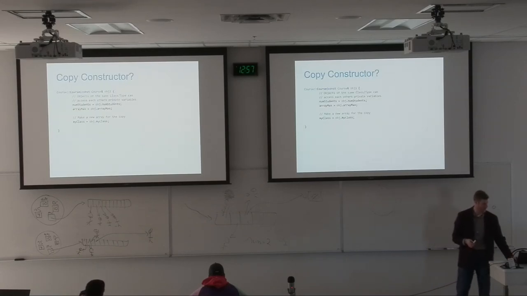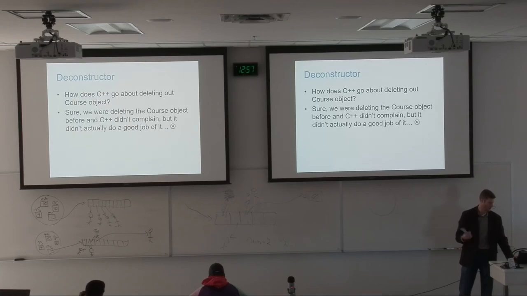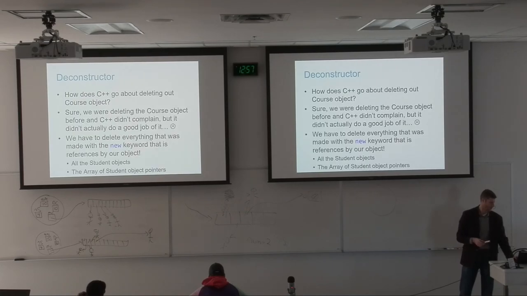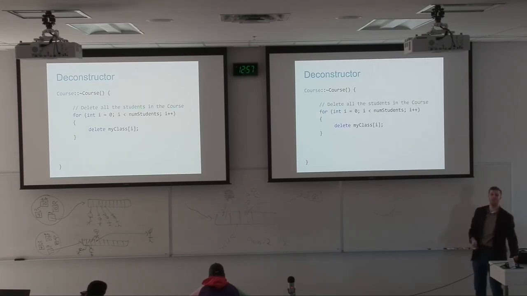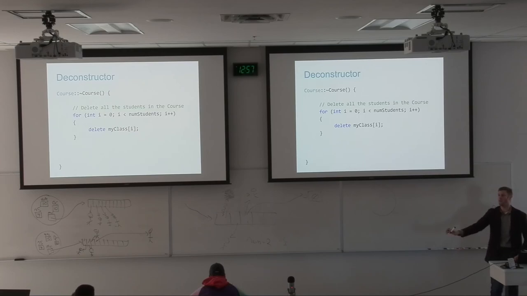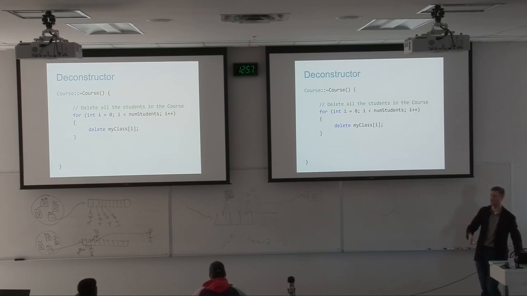And here's what it's going to be. Here we go. So here's my destructor. The destructor is the one with the squiggly in front. Who knows what that's called? Here's what we're going to do. We're going to have a for loop that goes through all of the things in the array and deletes each one. We only need to go to numStudents because array max, who knows how big that is.